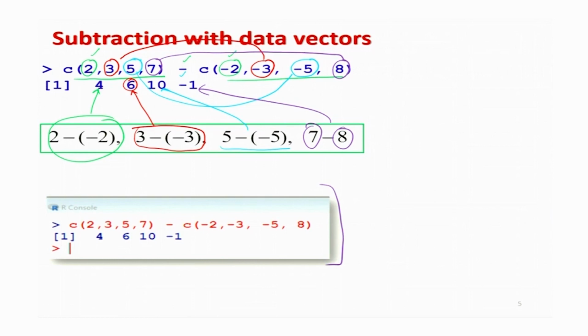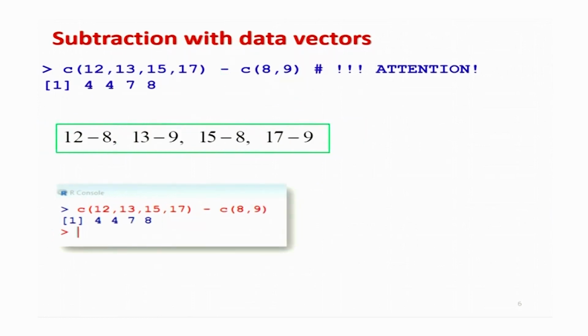And now, if I try to take a similar example which I took in the case of addition, then I am sure that it is not difficult for you to understand what is happening. So, I am trying to take here 4 values in the data vector 1 and 2 values in the data vector 2. So, now what will happen?